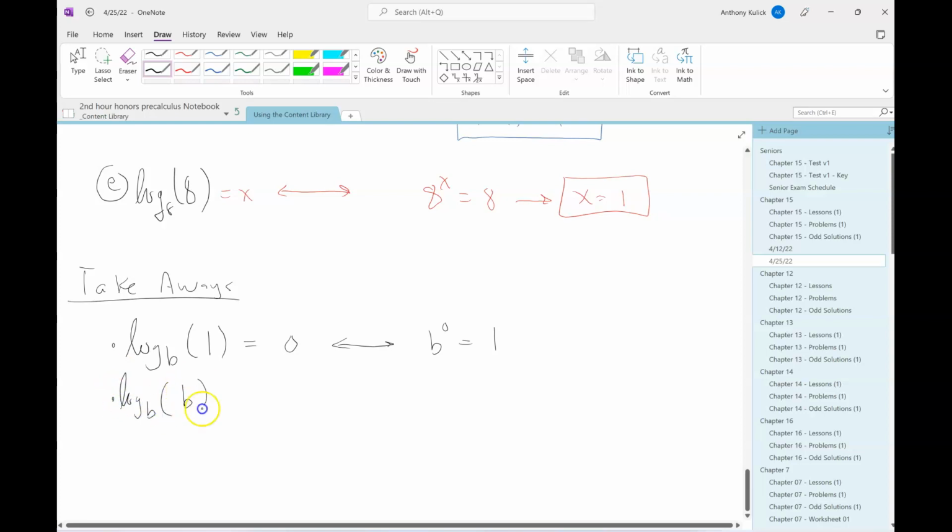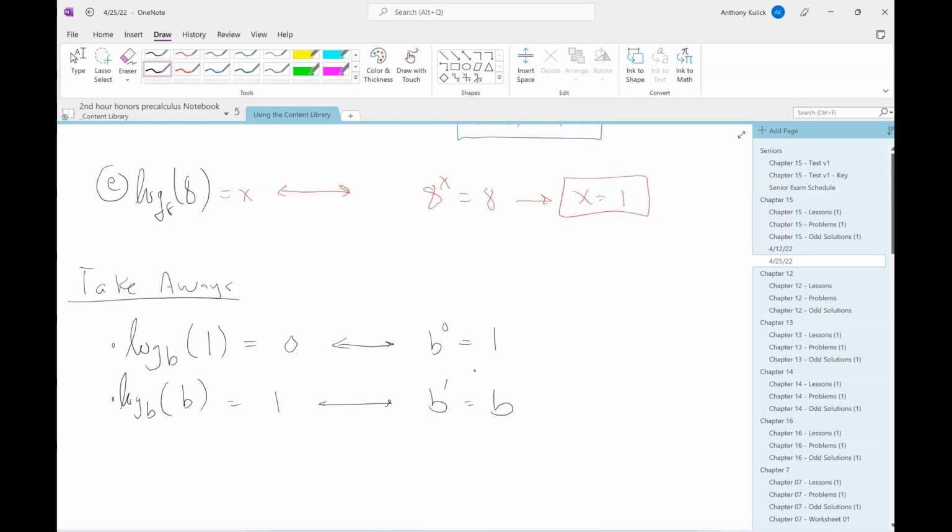How about log base b of b? What's that got to be? 1. Always 1. Again, that's equivalent to saying b to the first is equal to b. That's a no-brainer. Okay.